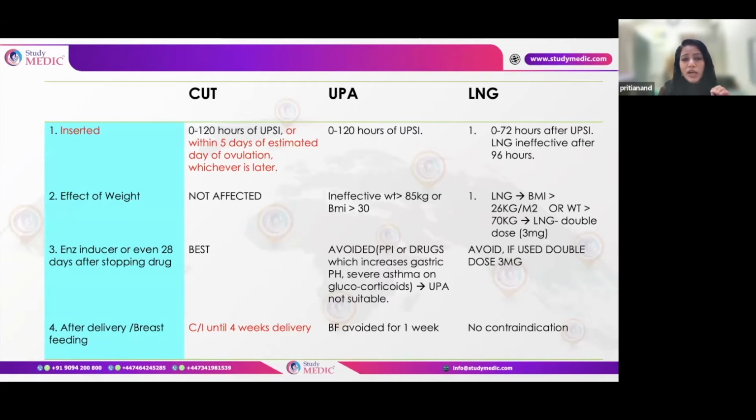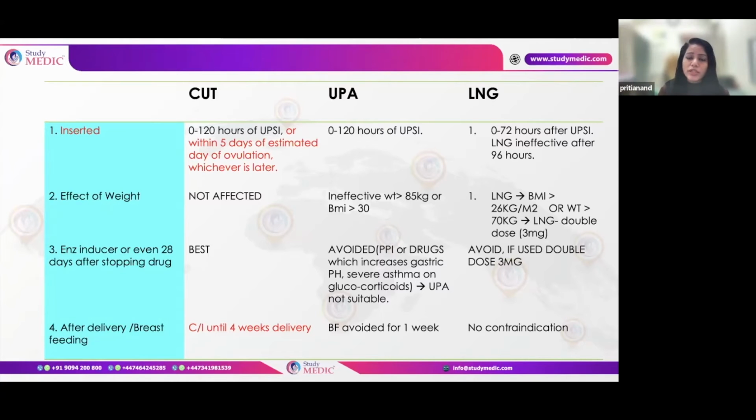Please remember, with regard to efficacy, for example, if the patient is fit to take any of them, and you can give either copper T, UPA or LNG, then according to the efficacy, copper T is always best, followed by UPA, followed by LNG EC. This pattern has to be followed in the pre-ovulatory phase.